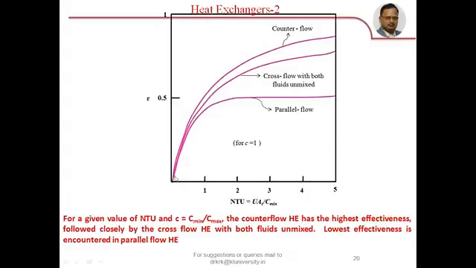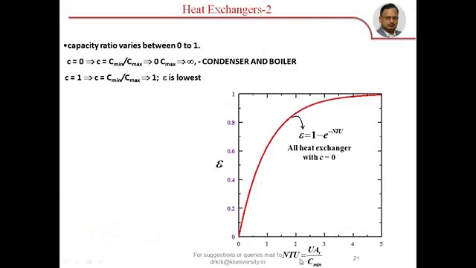So normally if you look at this graph, the number of transfer units versus effectiveness, for counter flow the effectiveness is highest, and then cross flow with both fluids unmixed is intermediate, and the least is in case of parallel flow. And the effectiveness versus N, if you again see, for those fluids having C equal to 0, it takes the curve like this, like in condenser and boiler. If C is equal to 1, that means effectiveness becomes the lowest value.